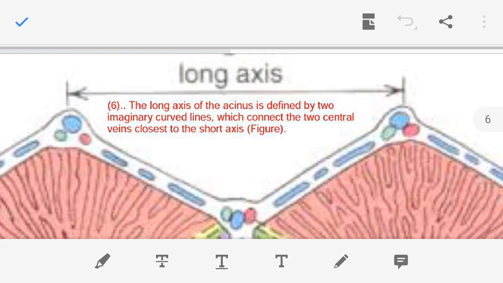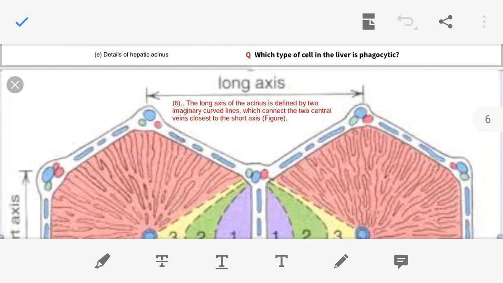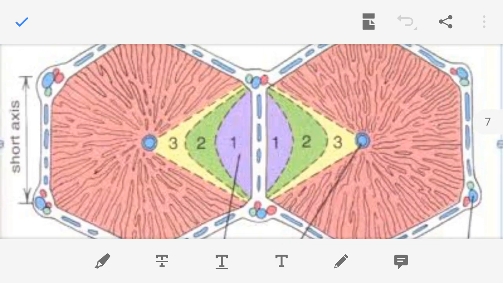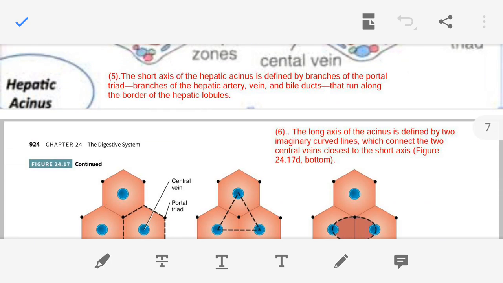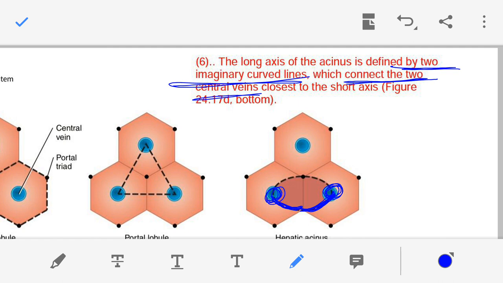Two imaginary curved lines. Okay, and connecting the two central veins closest to short axis. So here the 6th point, for this 6th point we are using this figure once again. Two imaginary curved lines, this one imaginary curved line, second imaginary curved line, connecting the two central veins, and the central veins, they are close to short axis, closest to the short axis.